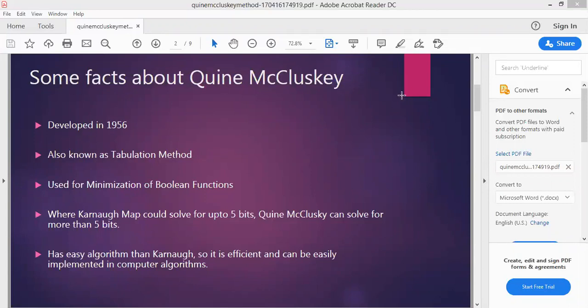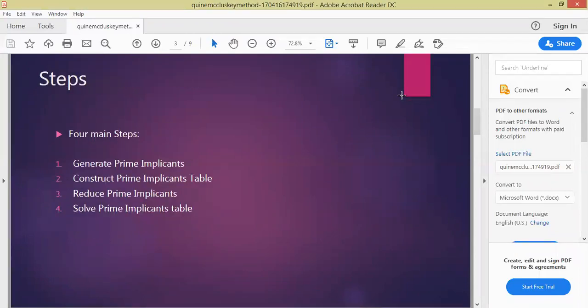There are 4 steps: generate prime implicants, construct the prime implicants table, reduce prime implicants, and solve the prime implicants table. We have to keep that in mind.